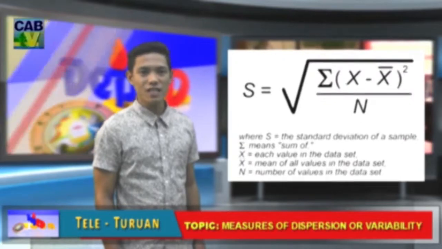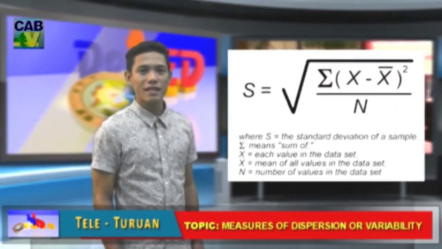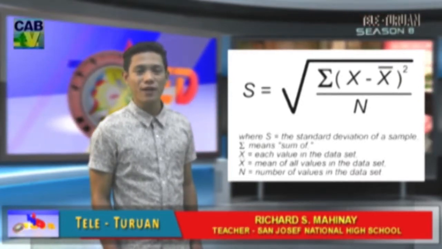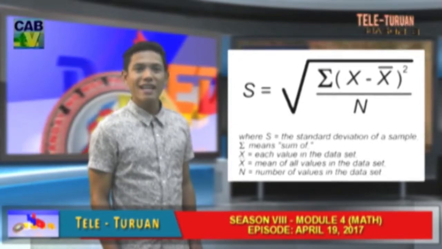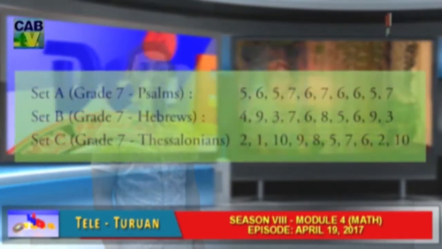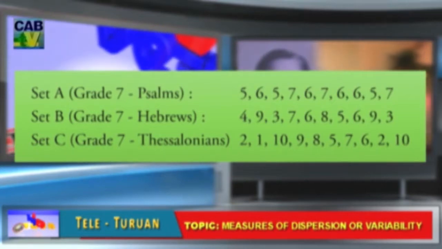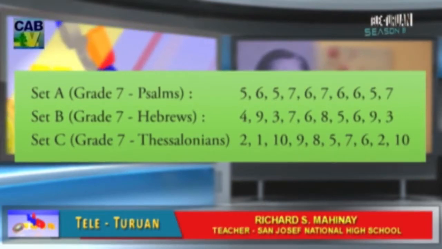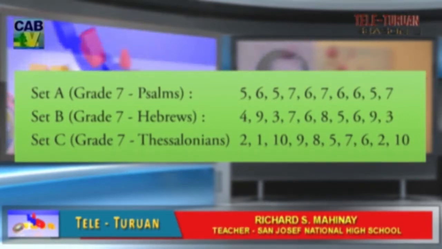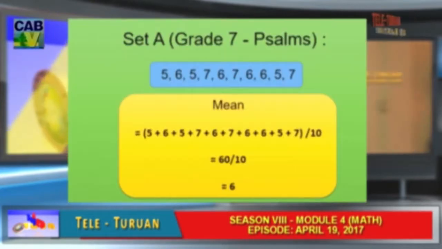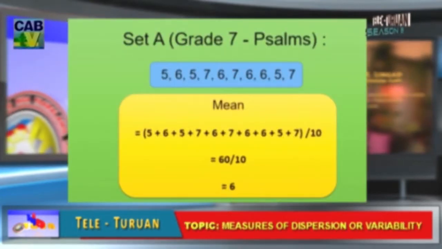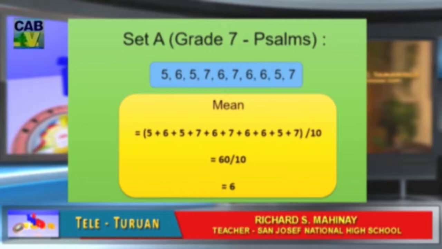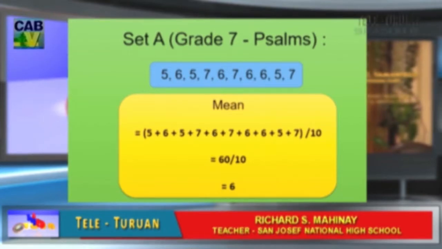Standard deviation is the square root of the ratio of the sum of the squared deviation of the scores from the mean and the number of scores. Let us solve the standard deviation for the 3 sets of scores we used a while ago. For set A, the scores of grade 7 Sums, first thing to do is to compute the mean. Add all the scores, divide by 10, and that is 60 divided by 10. The mean is 6.